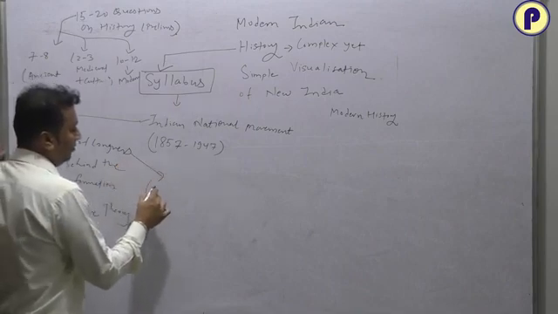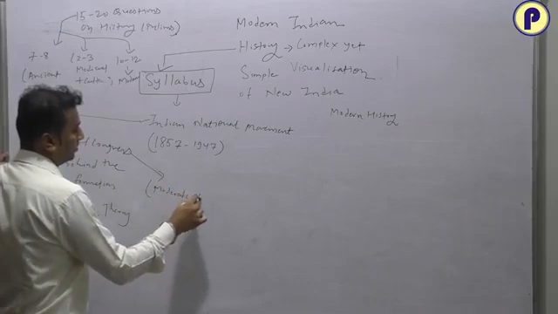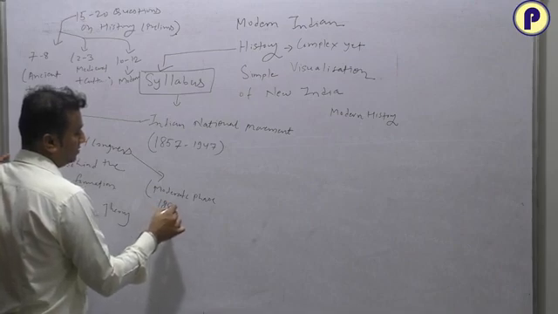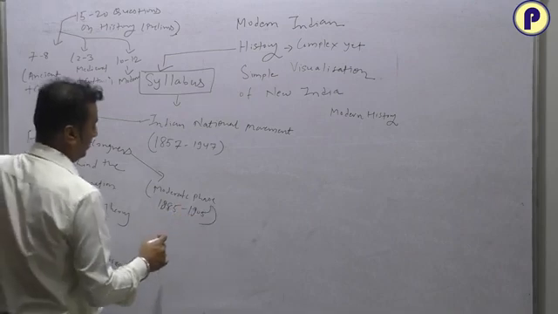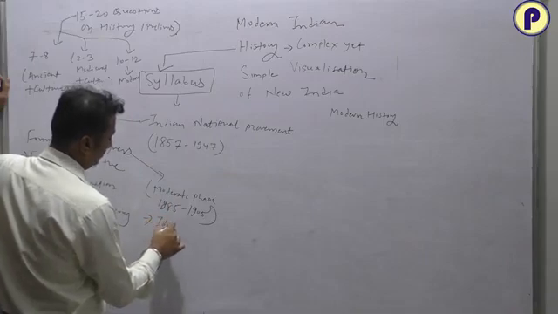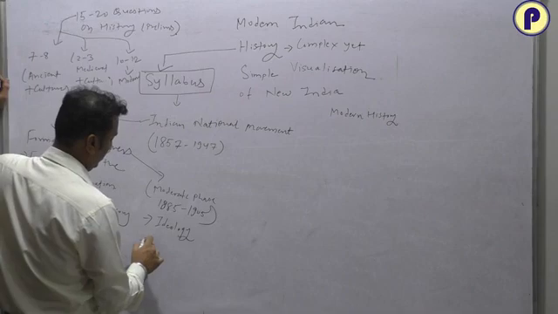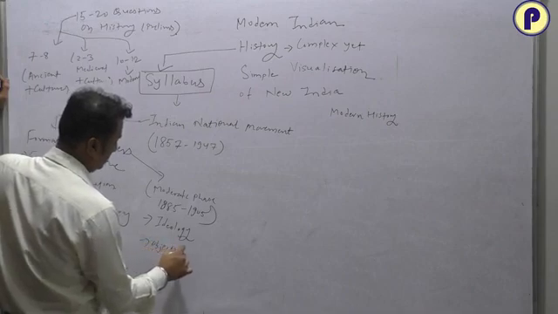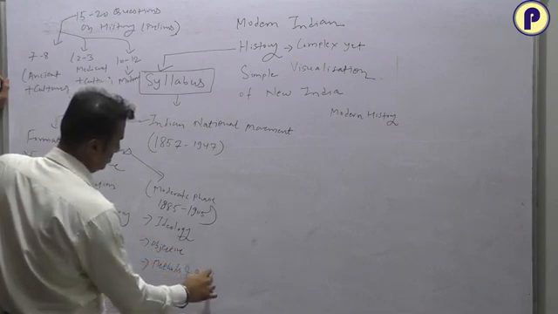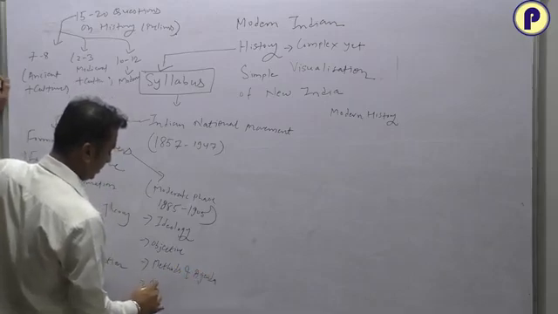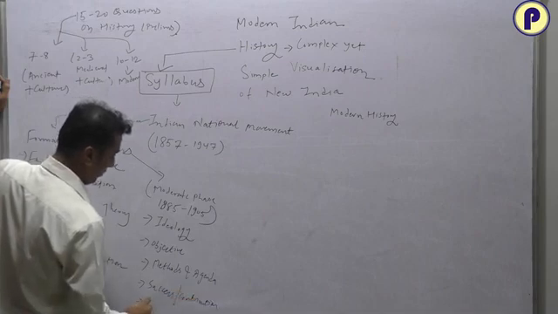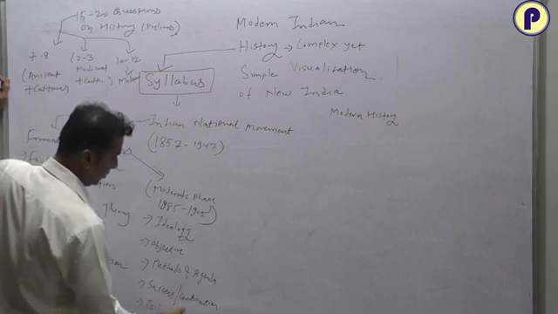Then we have the moderate phase (1885 to 1905). Okay. So, moderates, we have to see what was their ideology, objective, methods and agenda, success or contribution, failures or limitation.